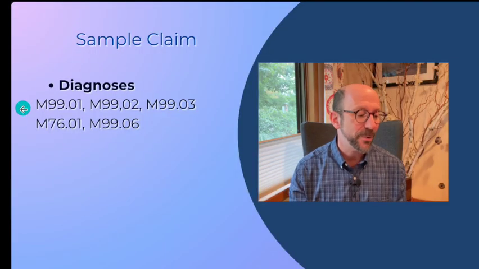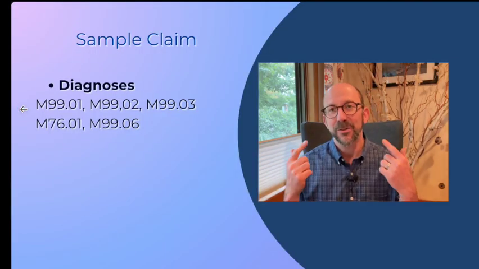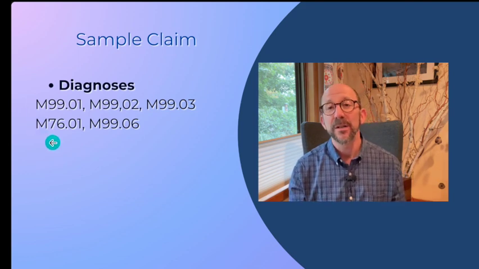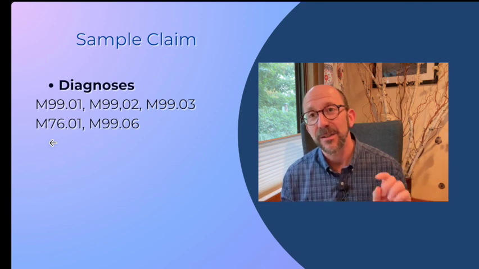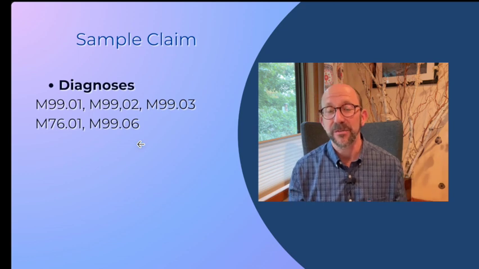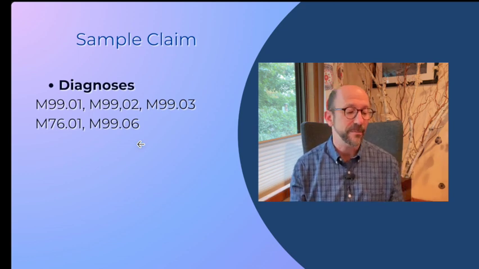We've got our diagnosis codes that we talked about. Now we've got some treatment codes. Let's look at our claim form and see what the insurance company would be receiving either in paper form or in electronic form, more likely electronic form. Let's say this patient comes in, their diagnoses are M99.01, 02, 03, so cervical thoracic lumbar dysfunction, and M76.01, which is gluteal tendonitis, right hip, and M99.06, which is somatic dysfunction of the hip or the lower extremity.